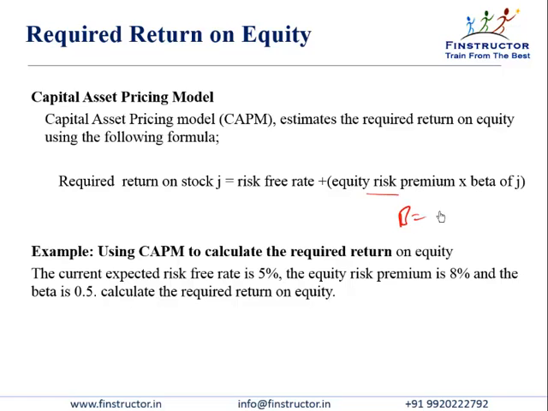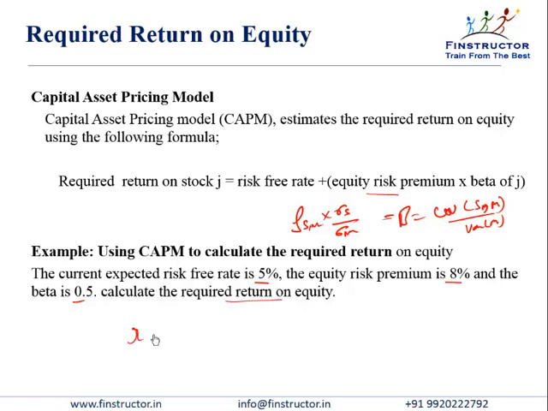Beta can be calculated as the covariance of the stock with the market divided by the variance of the market. It can also be calculated as the correlation of the stock with the market multiplied by the standard deviation of the stock divided by the standard deviation of the market. The current expected risk-free rate is 5%, the equity risk premium is 8%, and the beta is 0.5. Calculate the required return on equity.